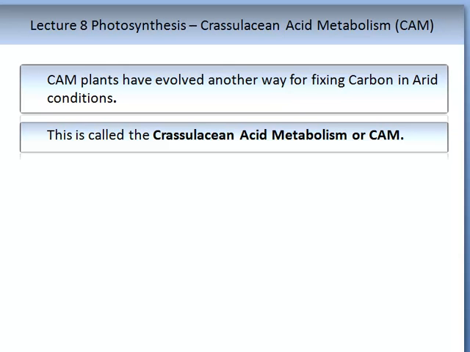So now we're going to move away from C4 metabolism and look at another class of metabolism. That is crassulacean acid metabolism, or CAM for short. I prefer to refer to these plants as CAM as it's much easier to say than the full term. CAM plants have evolved another way of fixing carbon in arid, dry conditions.